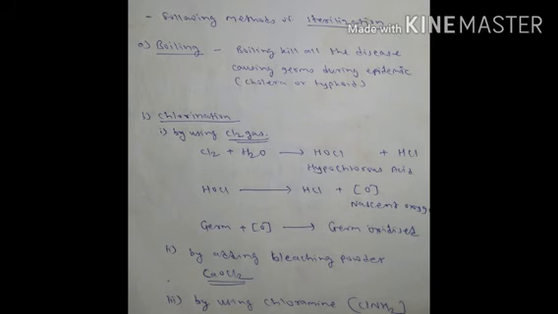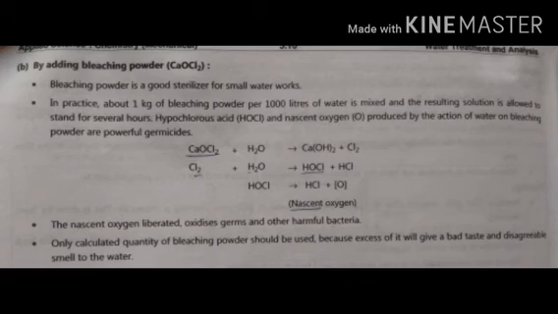The chemical formula of bleaching powder is CaOCl2. CaOCl2 reacts with H2O and produces Ca(OH)2 plus Cl2, that is chlorine gas, after the addition of the bleaching powder to the water. That chlorine again reacts with water to form HOCl plus HCl, and that HOCl again decomposes to produce HCl plus O, that is nascent oxygen, which has the ability to kill bacteria, that is called a germicide.